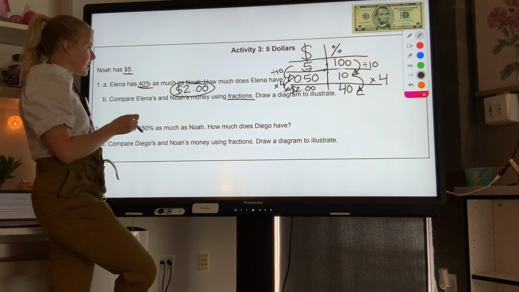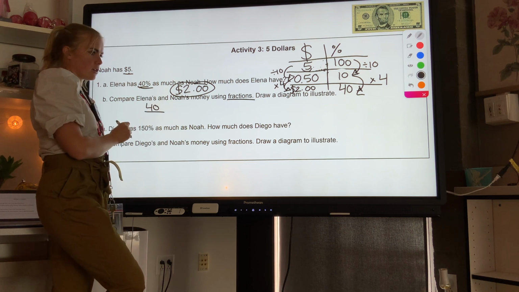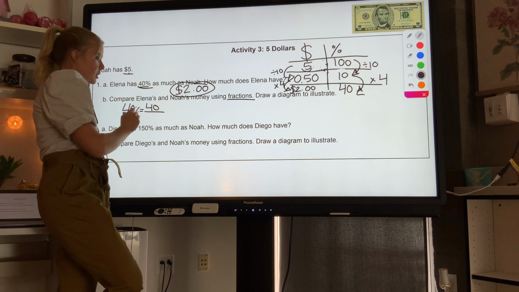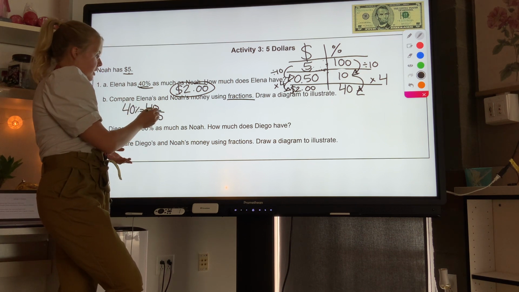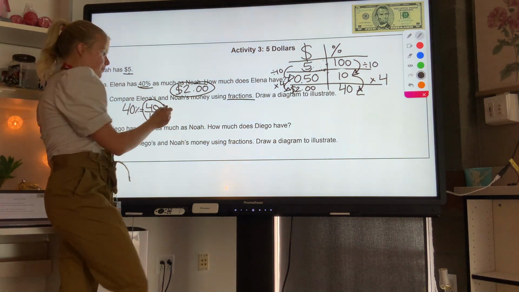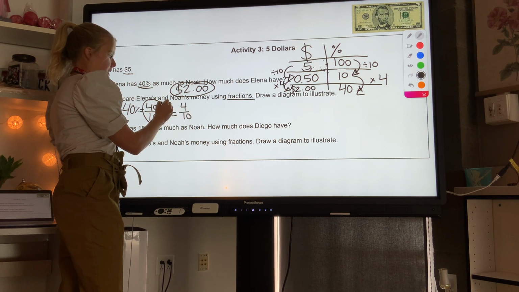So she has 40% as much. So let's change 40% into a fraction. Percent means a number compared to 100. So 40 over 100. So we could say she has 40 one-hundredths as much as Noah, which is equal to 4/10, because I'm dividing by 10.